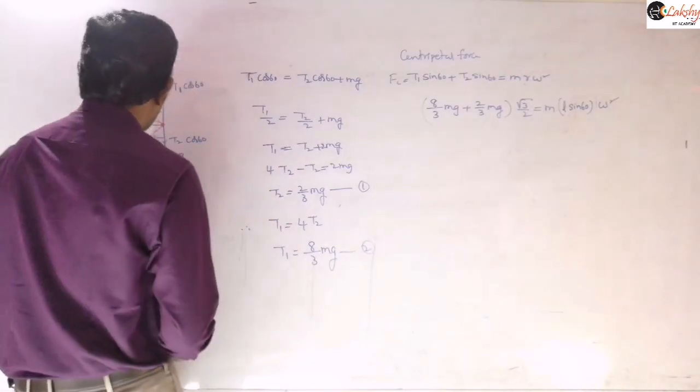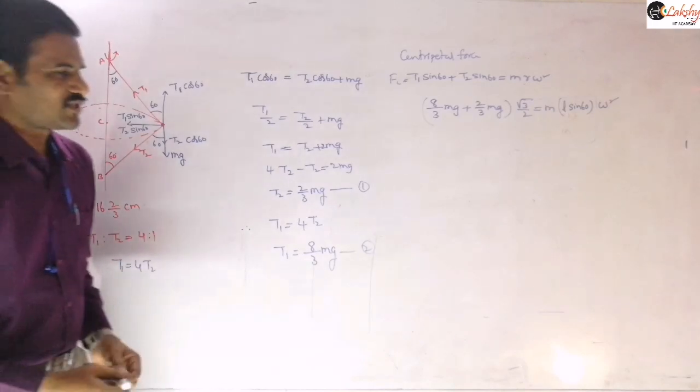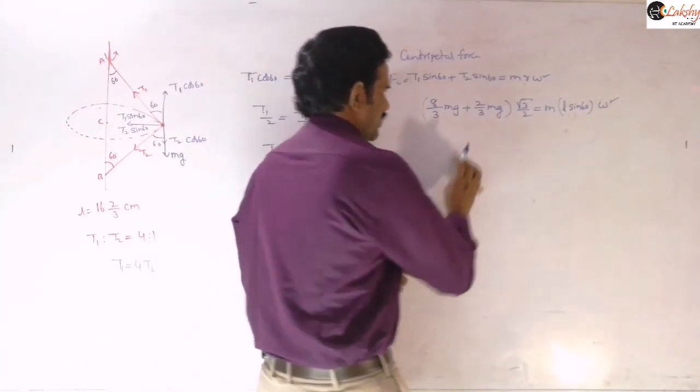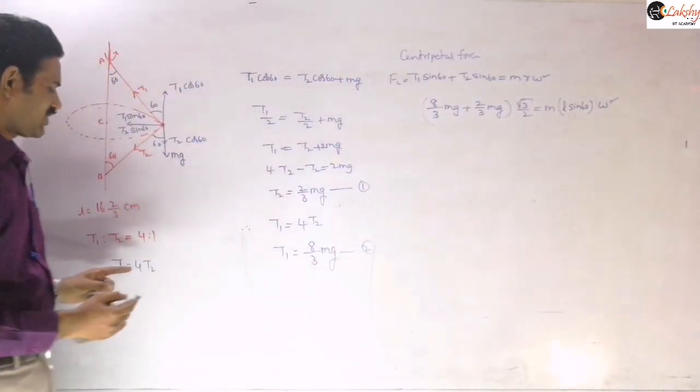And now I'm giving another problem based on the same conical pendulum. So let us note this another problem. I will explain how to solve this. Further simplify this. Is it clear? And further simplify that, their L value is known to us.